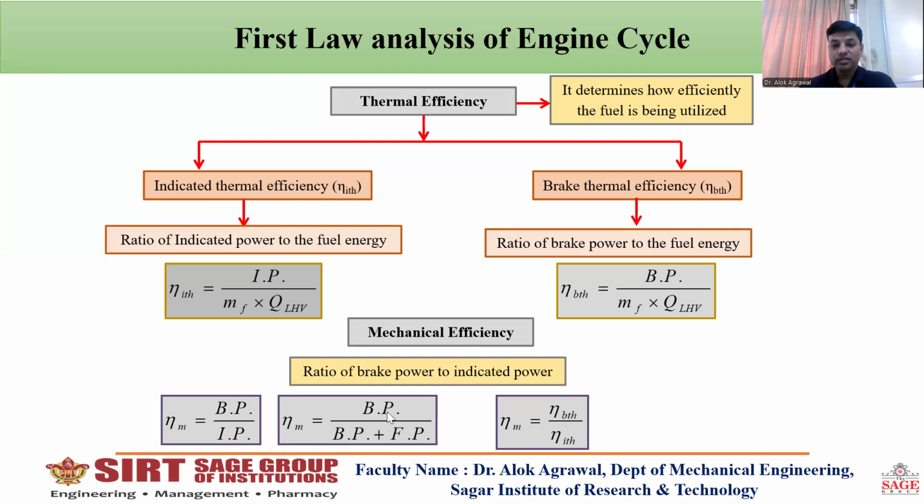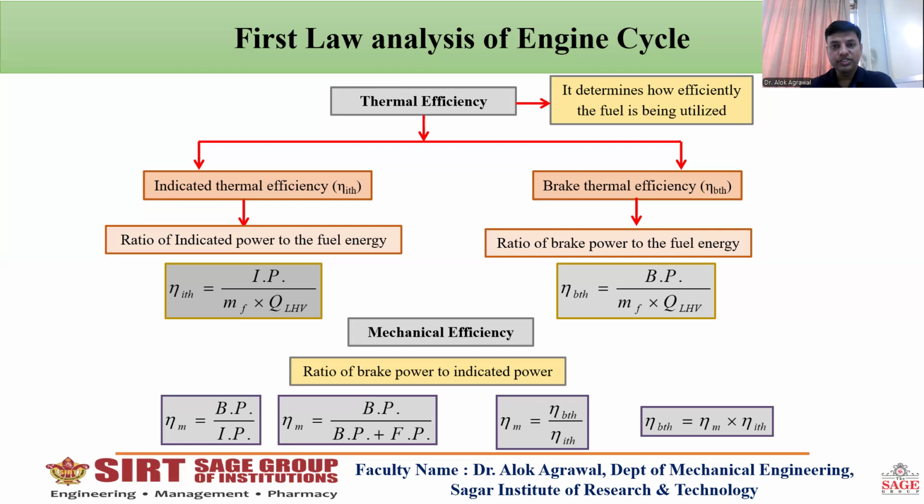Again, this indicated power can be replaced by brake power plus friction power, as we have just seen. So again, mechanical efficiency is brake power upon brake power plus frictional power. Now, if we visualize it, we can make a relation between the three efficiencies: indicated thermal efficiency, brake thermal efficiency, and mechanical efficiency. Because mechanical efficiency is the ratio of brake power upon indicated power, we can write it in terms of brake thermal efficiency and indicated thermal efficiency, because the denominator is the same and it will cancel out. So this is a very important relationship between the three efficiencies. If we know two efficiencies, we can easily evaluate the third one. Mechanical efficiency is equal to the ratio of brake thermal efficiency and indicated thermal efficiency. This relation is very important and will be utilized in numericals sometimes.